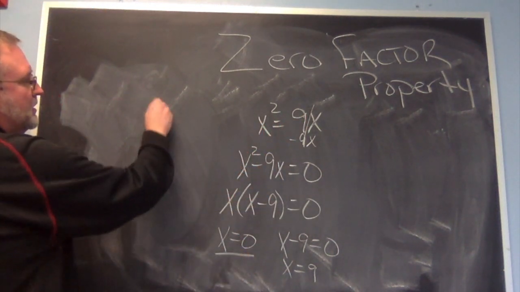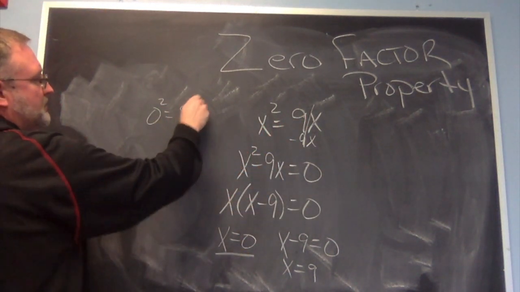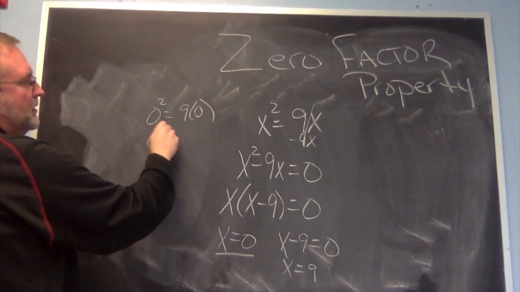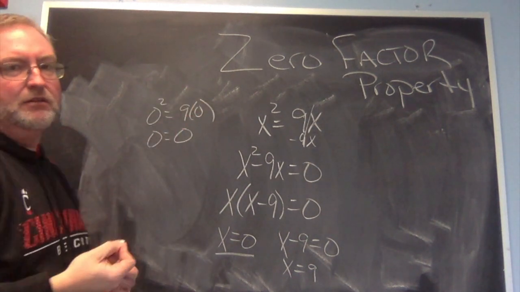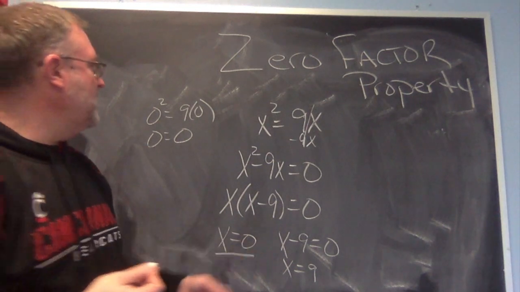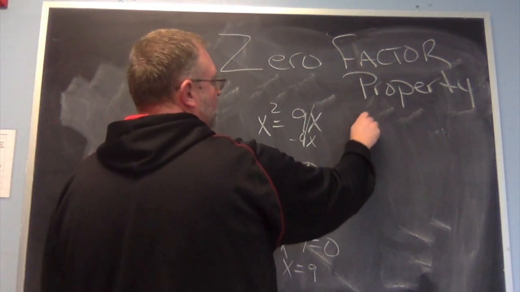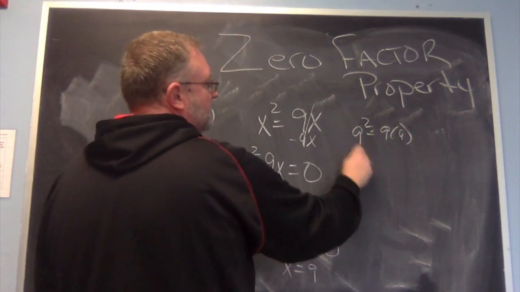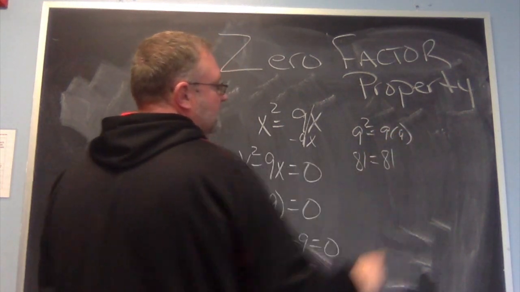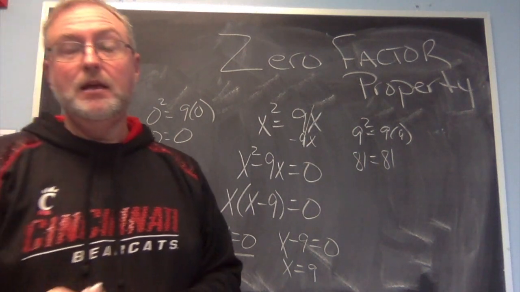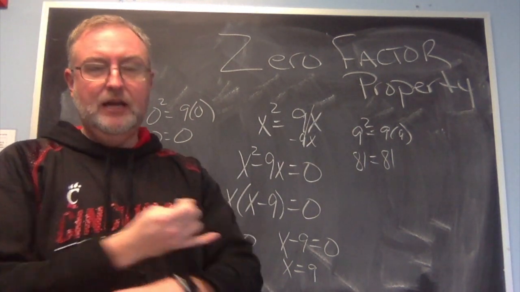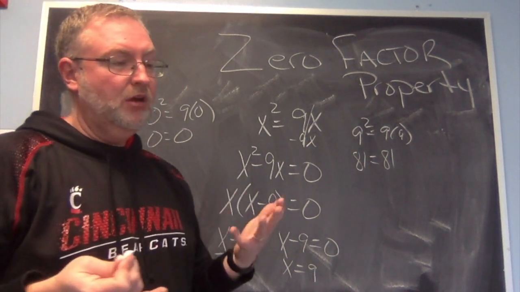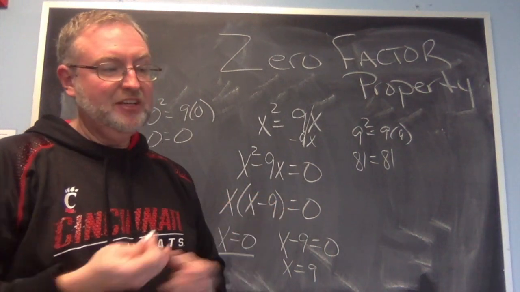We'll take a 0. 0 squared equals 9 times 0. 0 squared is 0. 9 times 0 is 0. All right? Let's plug in the other one, 9. So I'd have 9 squared equals 9 times 9. 9 squared is 81 equals 9 times 9 is 81. All right? So the zero factor property allows us to solve and find the right answer there.